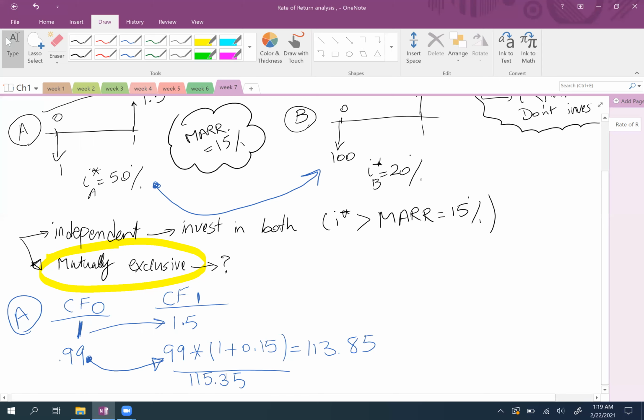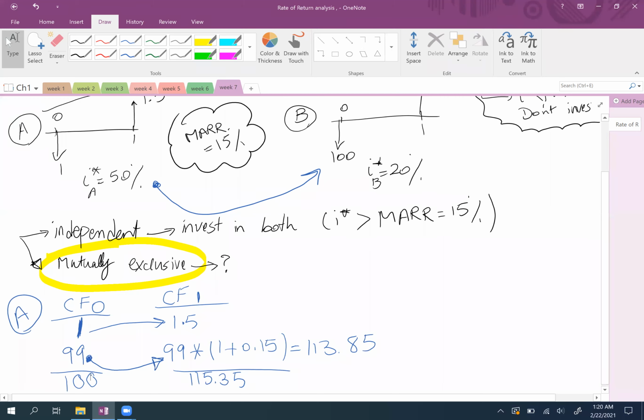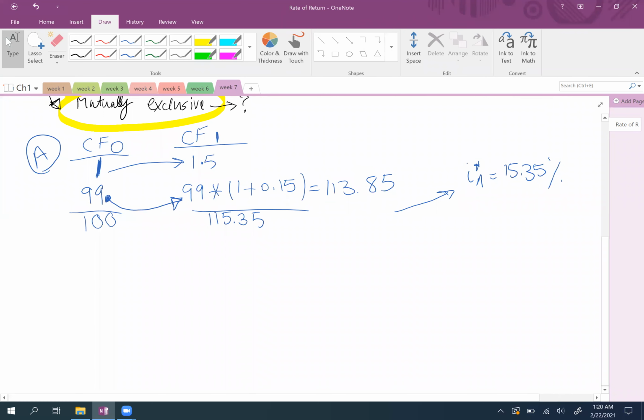115.35. So in other words, if I have this alternative A, and with $1 of that I make 1.5, and with $99 I make this much, it means that really out of $100 that I have, I could make 115.35. In other words, the actual interest rate for A will be 15.35% if I want to compare it to B.